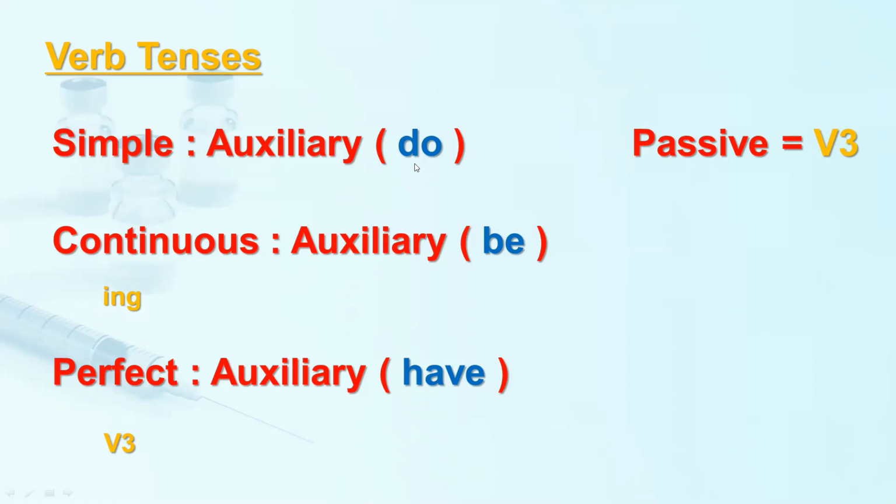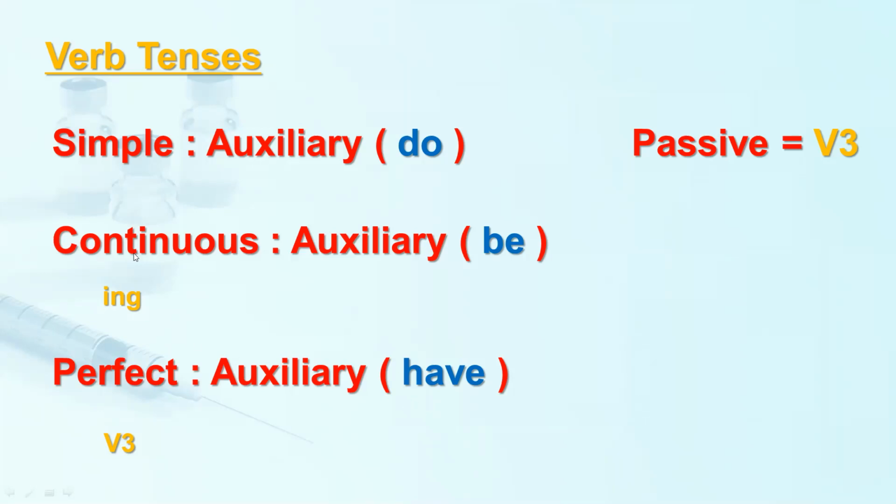What are the auxiliaries of verb to do? We have do, does, and did. For the verb to be, is, am, are, was, were. Verb to have, we have, has, had.